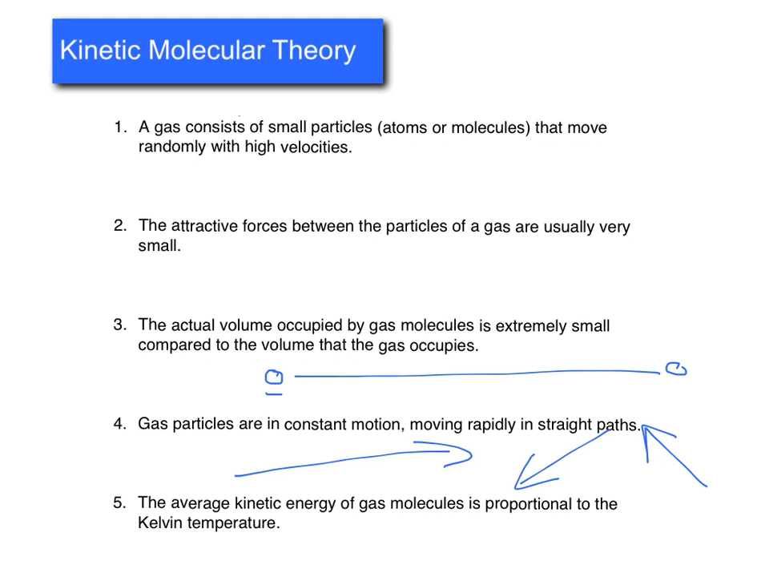But basically what this means is that proportional just means that as one goes up, the other one goes up, or as one goes down, the other goes down. So as the temperature increases, the energy of our particles is going to go up, and as the temperature decreases, the energy of the particles is going to go down.